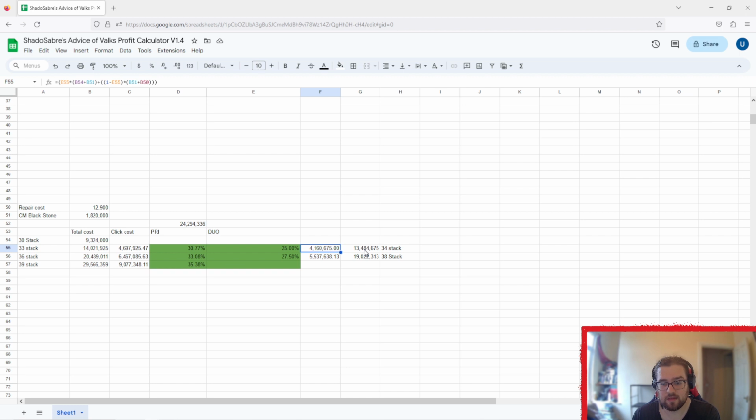Now that's 13.484 million for getting a 34 stack. And now, as some of you may have already realized from here, it is cheaper for me to get a 34 stack than it is for me to get a 33 stack.